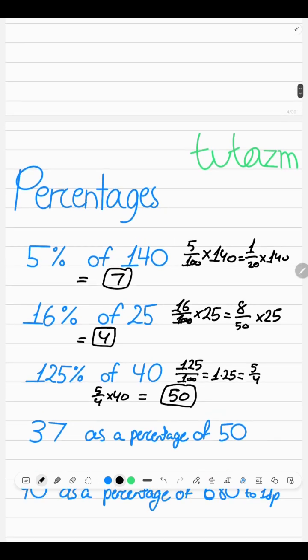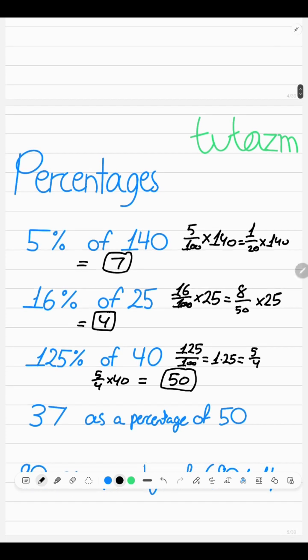We can also be asked to work out a number as a percentage of another number, and in order to do this we would divide the first number, so in this case 37, by our second number, here 50, and then we multiply that by 100. So what this would give us would just be 37 times 2, which is 74.